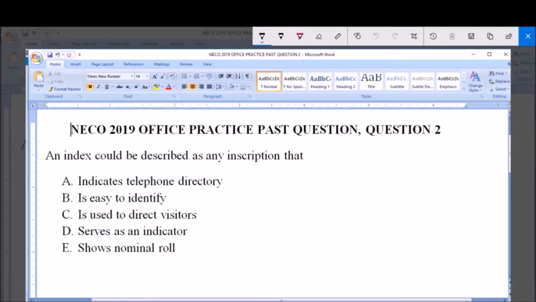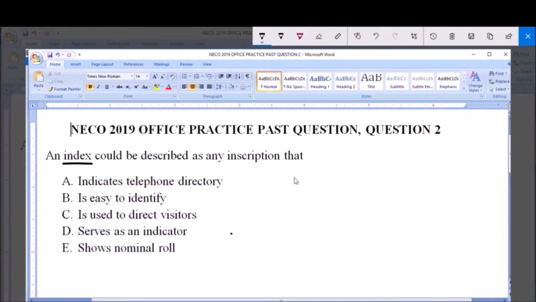An index could be described as any inscription that A. indicates telephone directory, B. is easy to identify, C. is used to direct visitors, D. serves as an indicator, and E. shows nominal role. Now, we're asked to state the best description of an index.